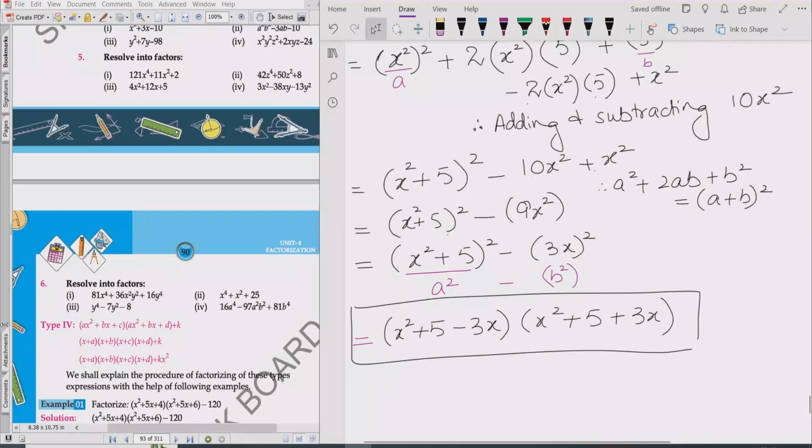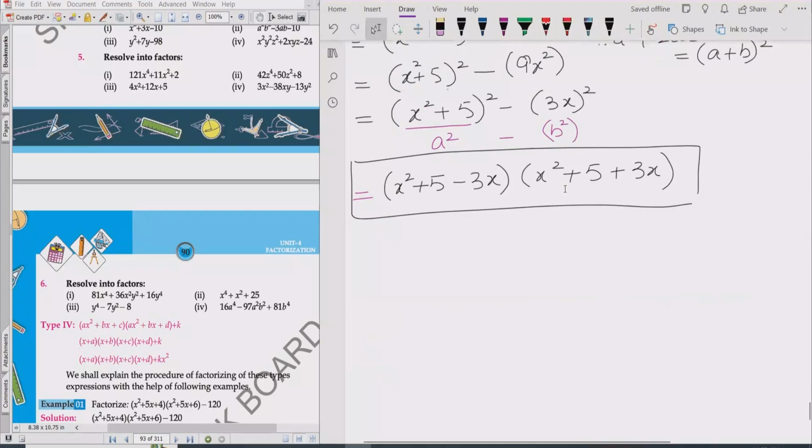Now we have question part 3. Part 3 you can solve by yourself, and tell the answer of this question in the comment box. Now we have part 4.